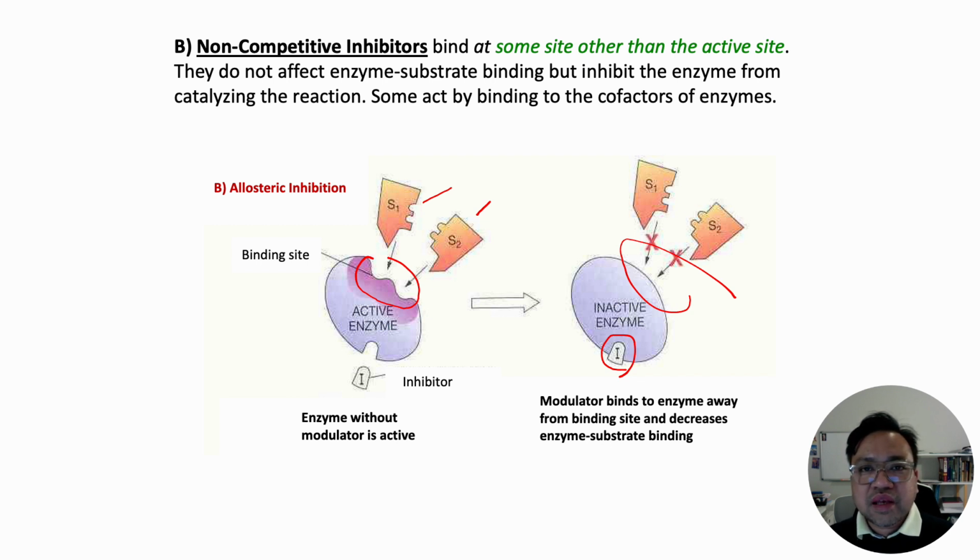reaction. The key point here is that non-competitive inhibition reduces enzyme activity regardless of how much substrate is present, because it does not directly compete for the active site, but instead it alters the enzyme's overall structure.